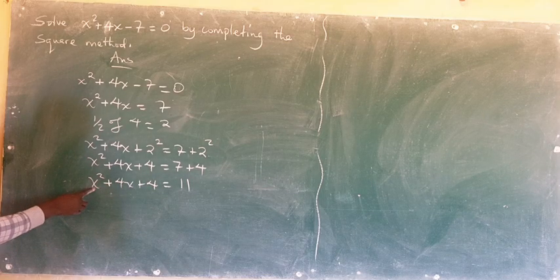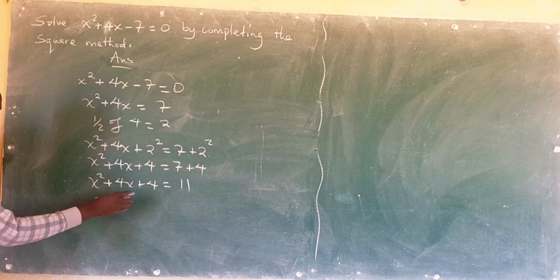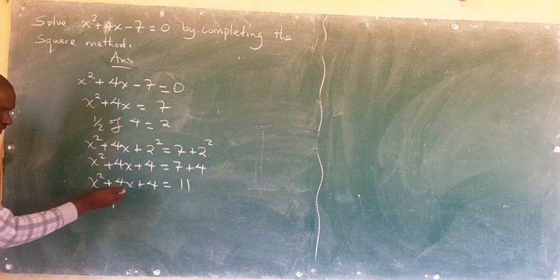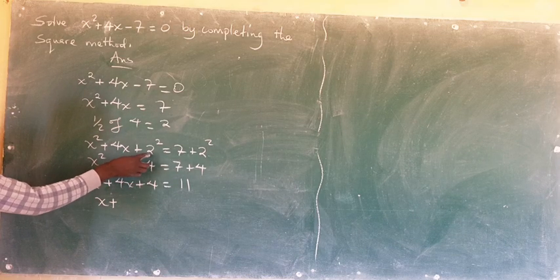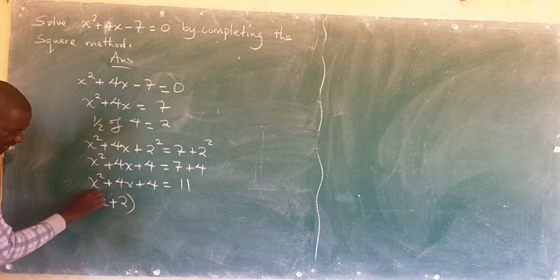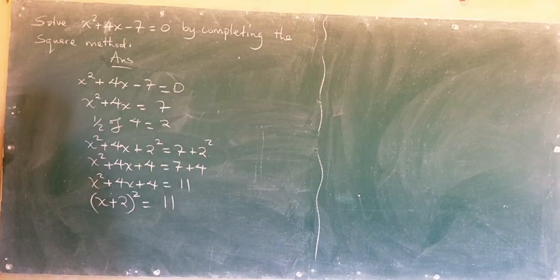So the square root of x squared is x. We use this sign here, meaning plus. The square root of 4 is plus or minus 2. But how do we know whether it's minus or plus? It's because of this sign, or the way it came. So that's plus. The square root there is 2. Then we square it and we'll say this is equal to 11.